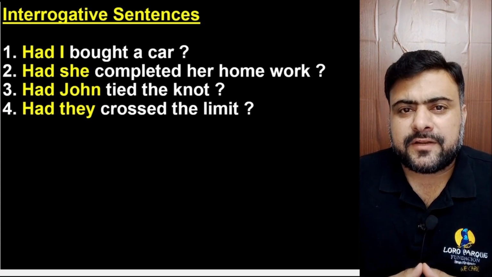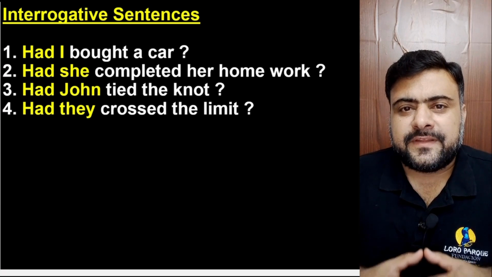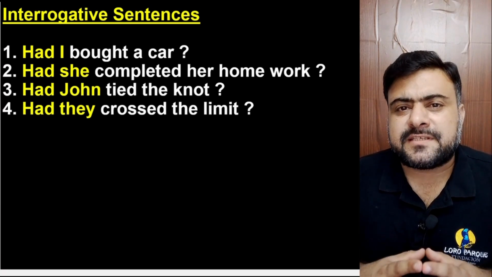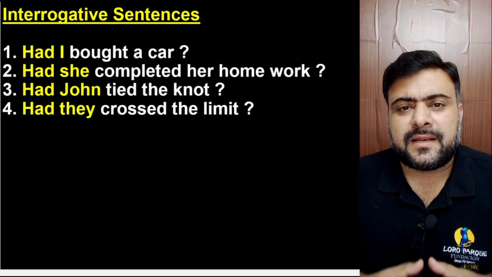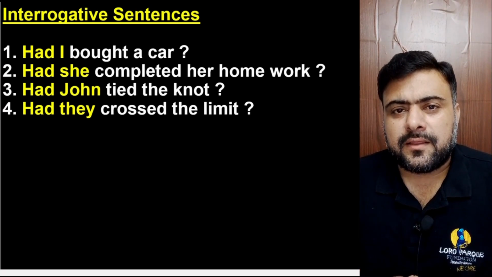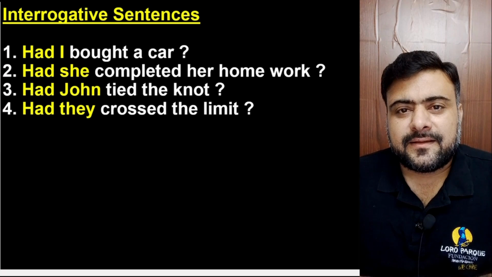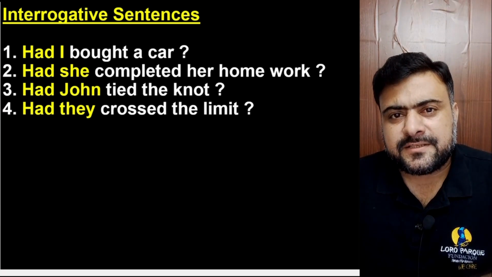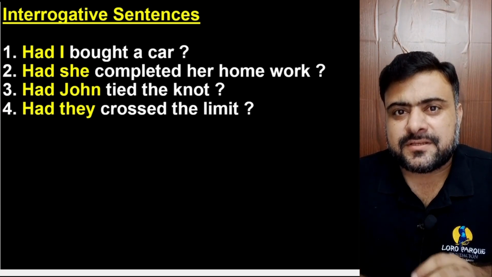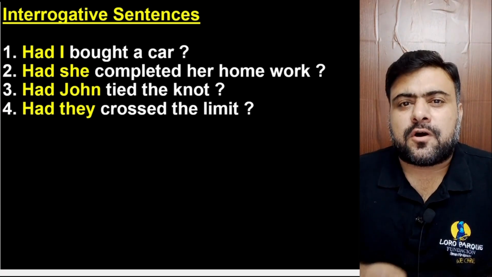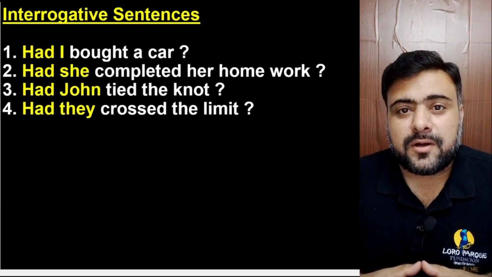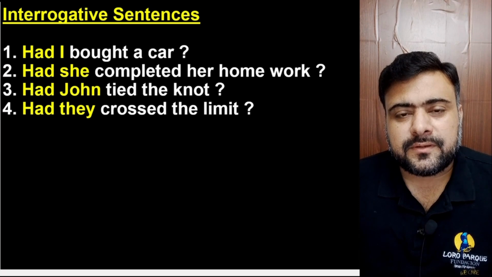To make an interrogative sentence, a question of the past perfect tense, we switch the places of the subject and the helping verb. For example, I had bought a car. I is the subject, had is the helping verb. So we switch the places of the subject and the helping verb. In this instance, we switch the places of I and had. I had bought a car. Had I bought a car? Now this is the question.